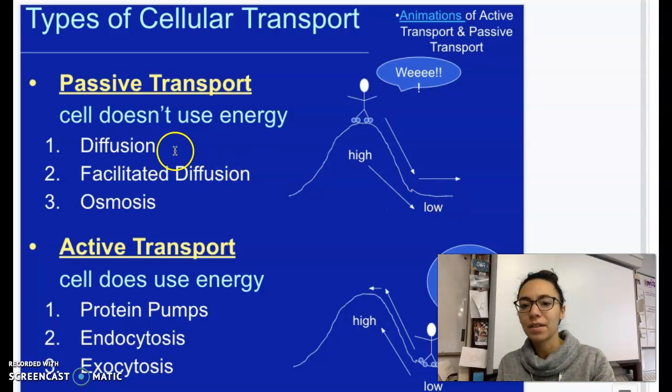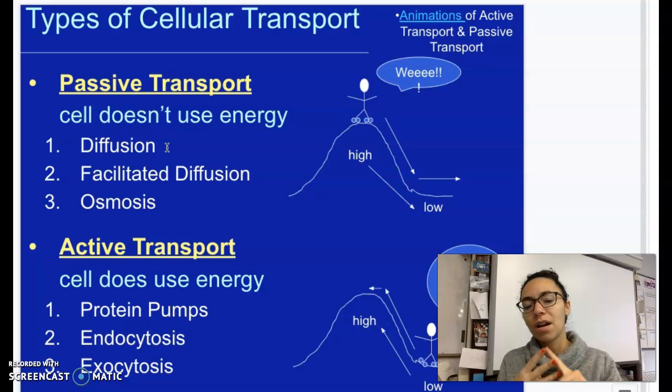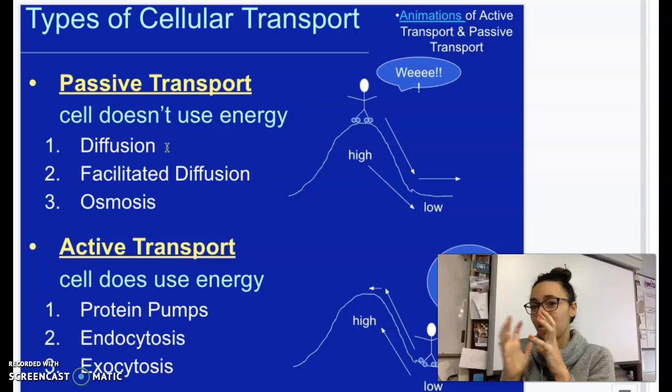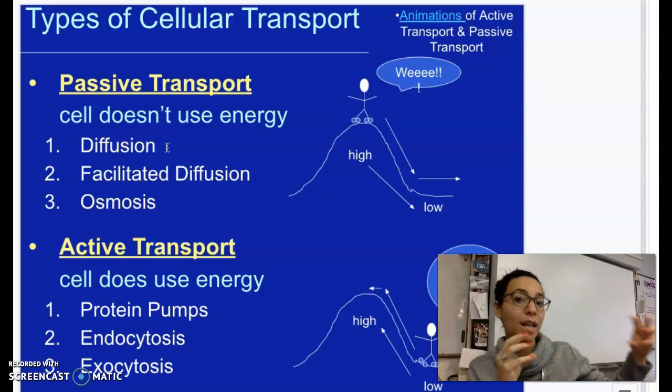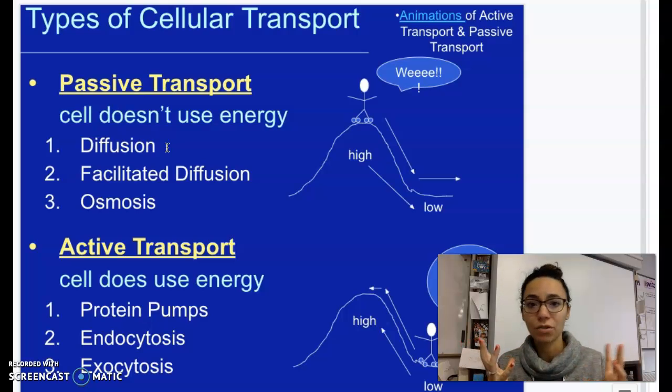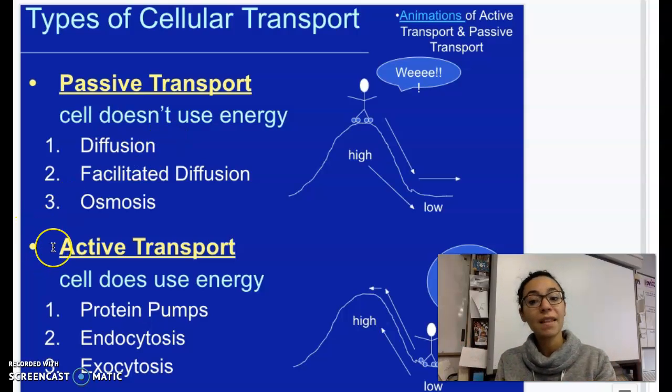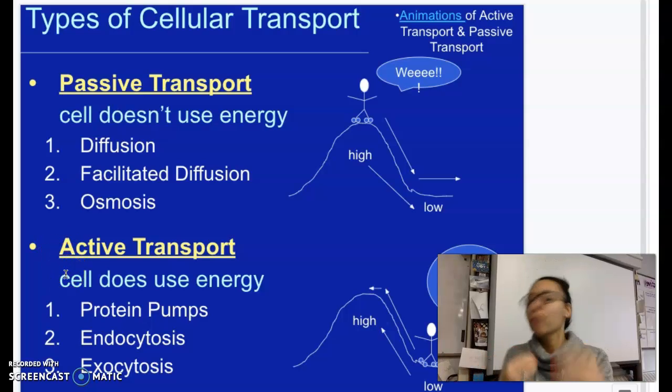Same thing's happening here. Diffusion, facilitated diffusion, and osmosis are types of passive transport. They don't require energy. These molecules just naturally move this way on their own, from areas of high concentration to areas of low concentration. They spread out. It's just how molecules naturally move. The next type is called active transport. This is the opposite. This is when a cell needs to use energy to transport molecules across the membrane.